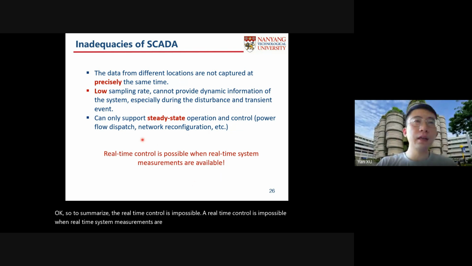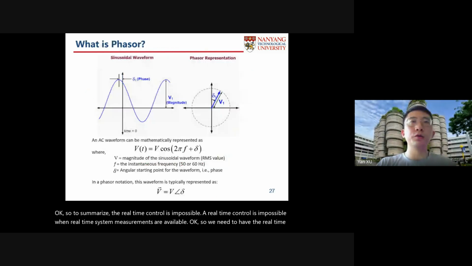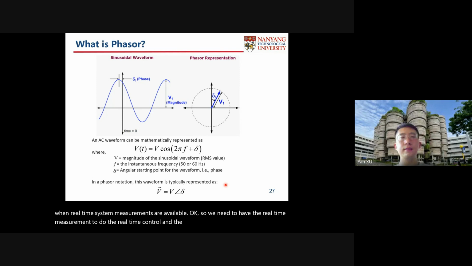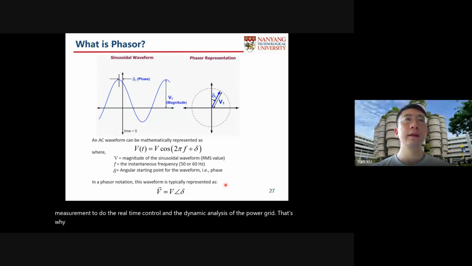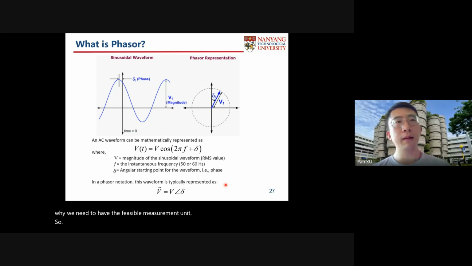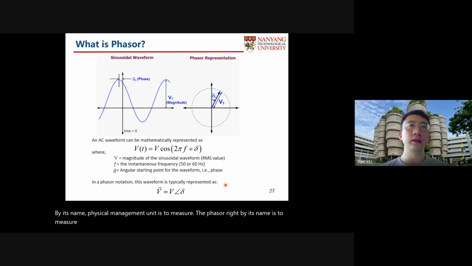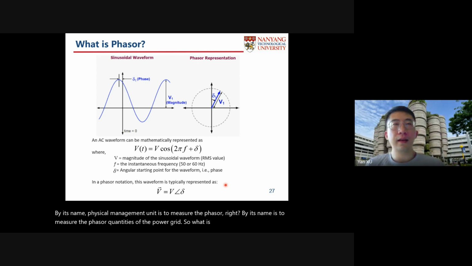So we need real-time measurement to do real-time control and dynamic analysis for the power grid. That's why we need the phasor measurement unit. By its name, the phasor measurement unit is to measure the phasor quantities of the power grid. So what is the phasor? Let's take a quick review.